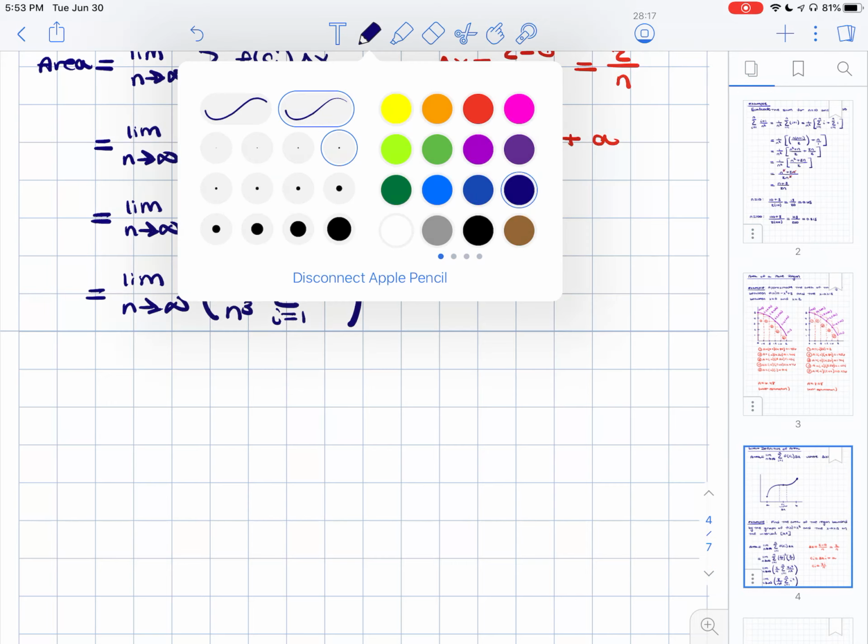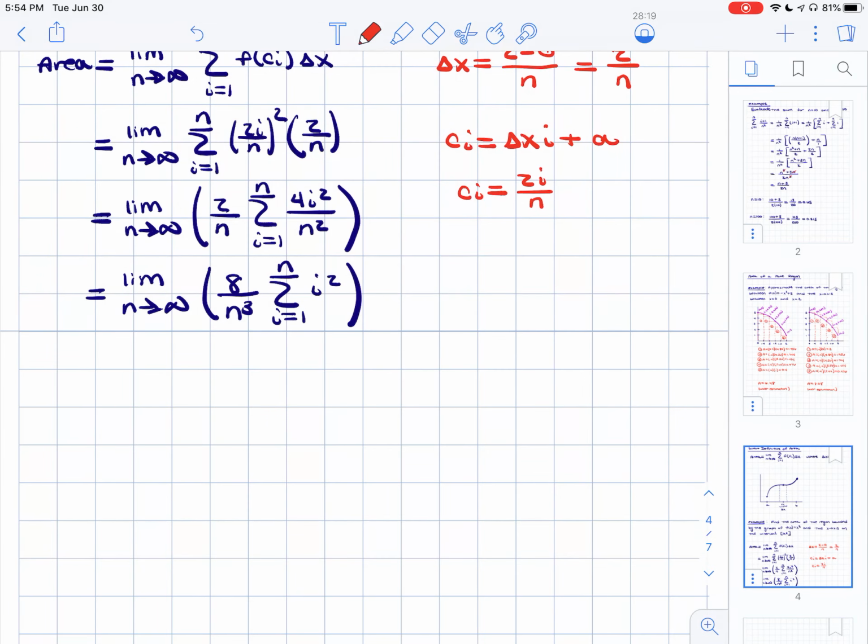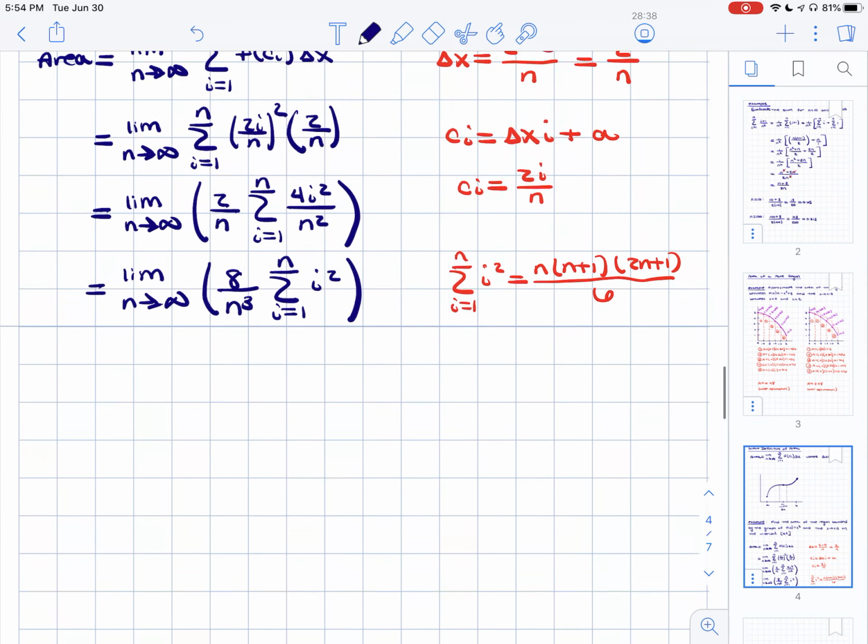All right, now you might remember from the previous video that the sum from i equals 1 to n of i squared is equal to n times the quantity n plus 1 times the quantity 2n plus 1, all over 6. So we can plug that in here now.